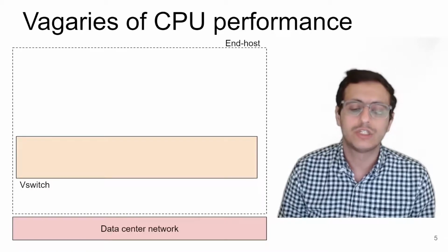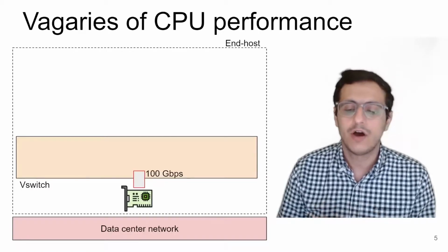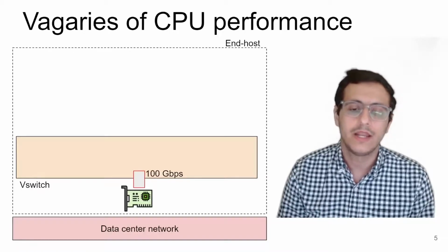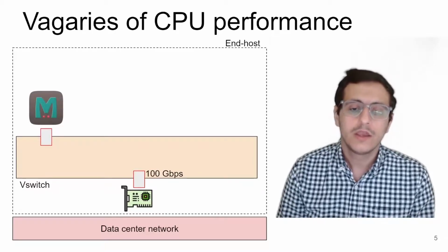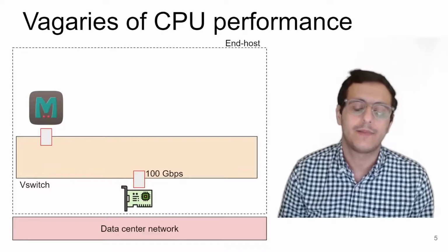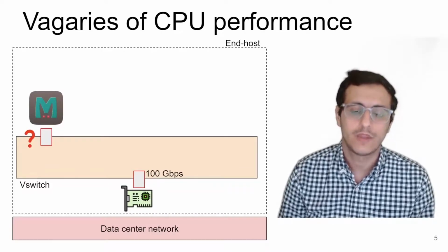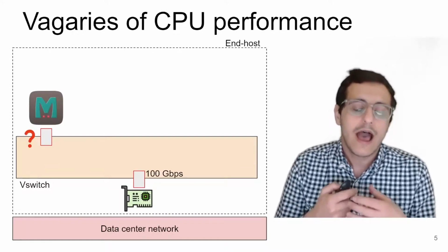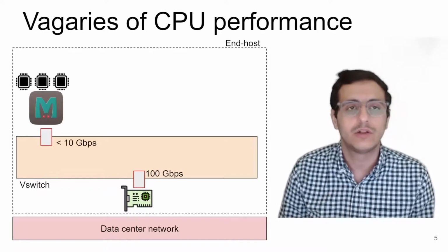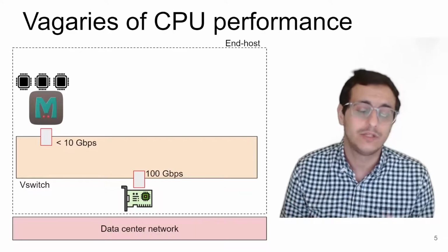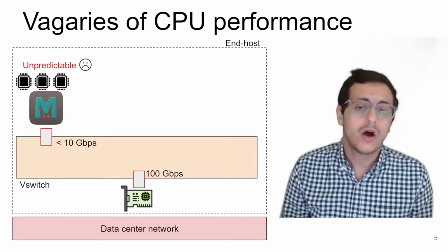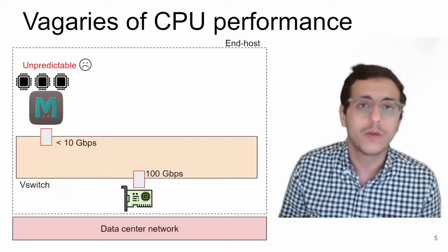Here is our data center and our end host. We have a virtual switch deployed on our end host. We have a 100 gigabit per second NIC connected to the virtual switch. And this is our application. Here is a port that connects this application to the virtual switch. The question here is, what is the bandwidth of this particular port? It turns out that it depends on the performance of the CPUs allocated to this application. And unsurprisingly, CPUs are unpredictable.